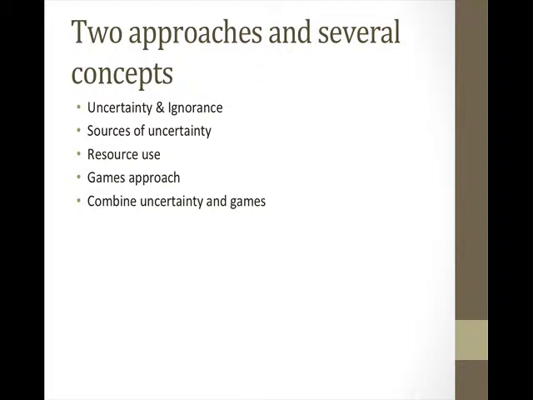The first set of concepts we're going to look at is uncertainty and ignorance, and the sources of that uncertainty, and in this particular course, how that relates to resource use. And we're going to combine that by looking at how we can take a games approach. A games approach is simply where you make some choices and an opponent makes some choices, and you really don't know what choice they're going to make. So that's where the uncertainty comes from.